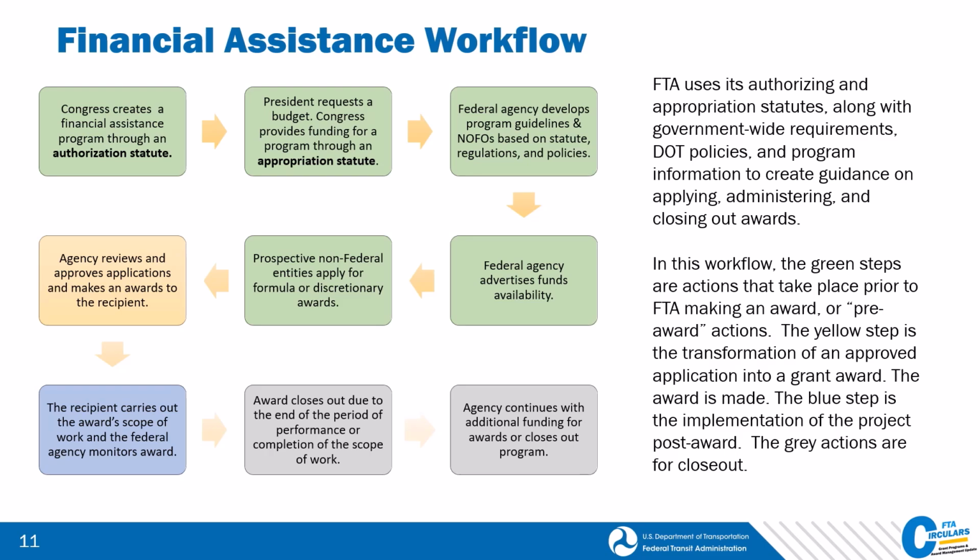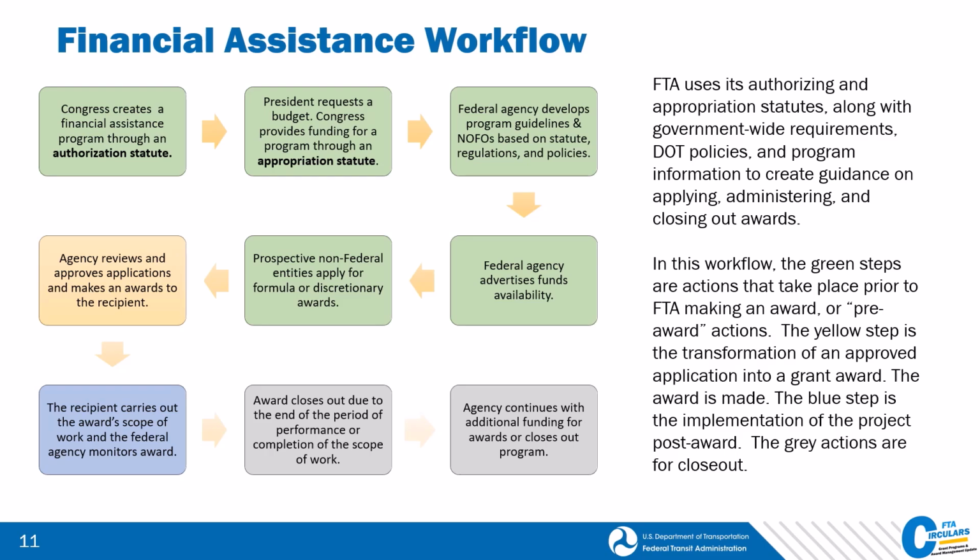The yellow box is when that step happens, when the application becomes the award. And the blue box that follows it on the last row is the post-award activities. What's kind of funny is that there's one box for post-award, and that's really where the majority of the work occurs. In that blue box, the recipient is carrying out the award's scope of work, and federal agencies are monitoring the awards to ensure compliance with requirements and that the actual public purpose of financial assistance is taking place on the ground.